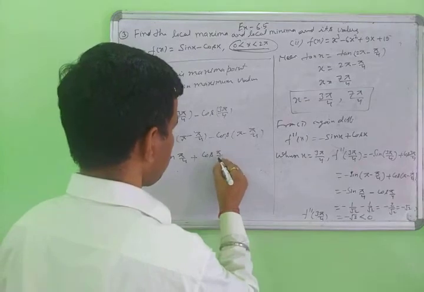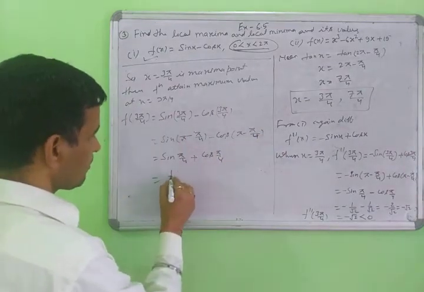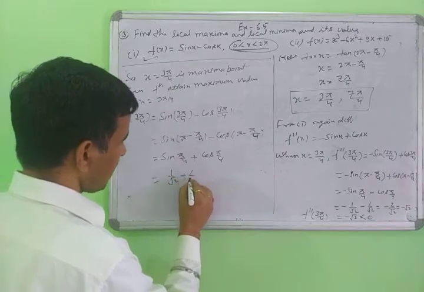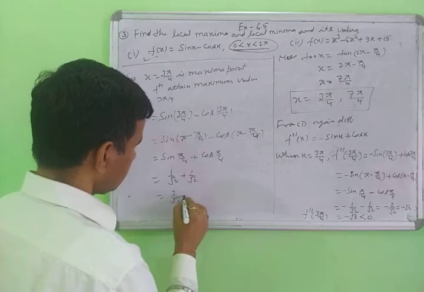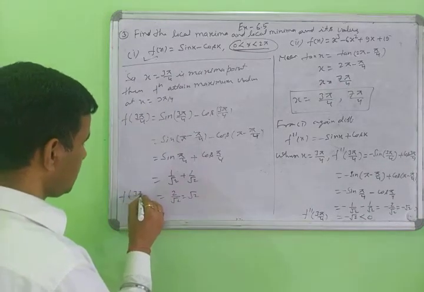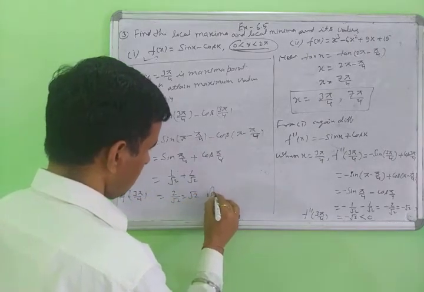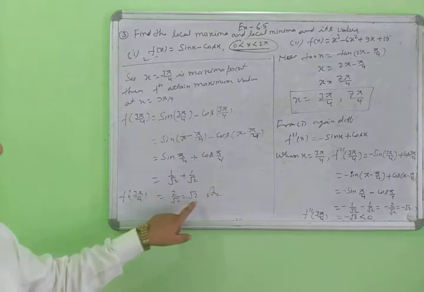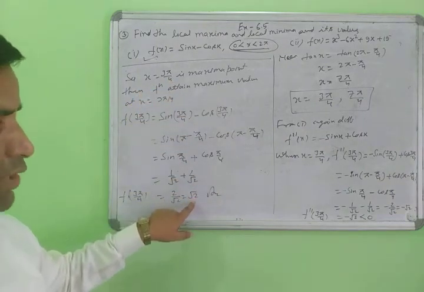This is π/4. Putting the value of sin π/4, 1/√2 plus 1/√2, what will come here? 2 upon √2, which is the positive √2. So this is the value of the function at 3π/4. This is the maximum value, the maximum value of the function is √2. This is the maximum point, and this is the maximum value.